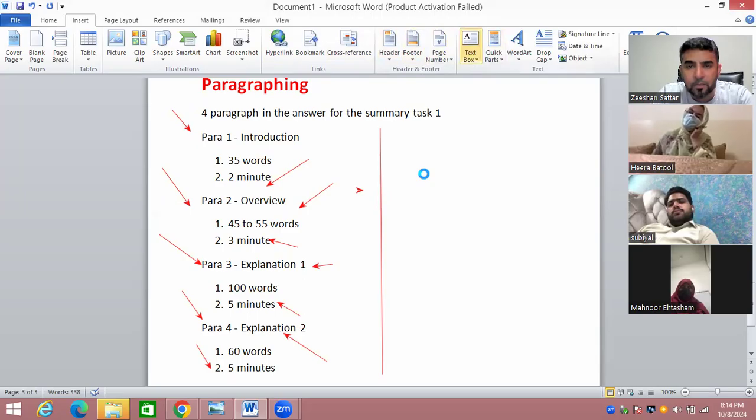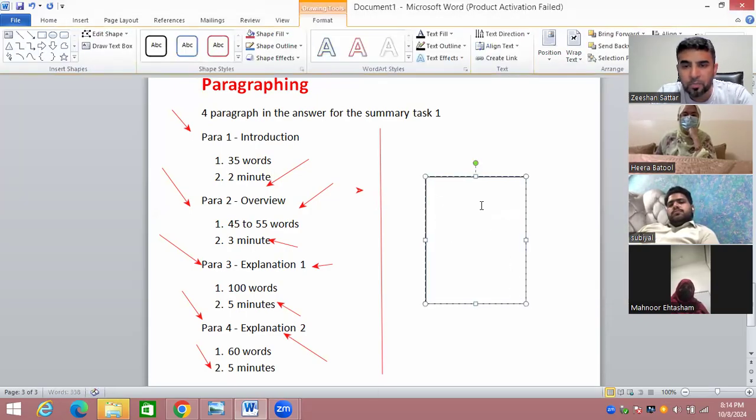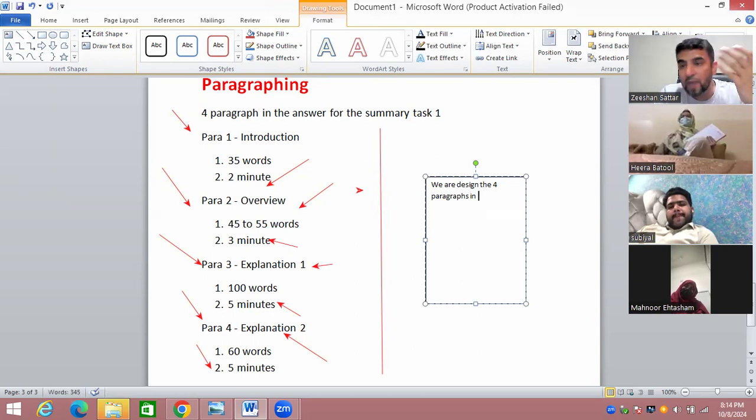Let me write here. So it is insert the graphs box, and let's draw a box. So I'm going to draw it here. So now what we have said is that we are going to design the 4 paragraphs in 2 and 3, 5 and 5, total 15 minutes.